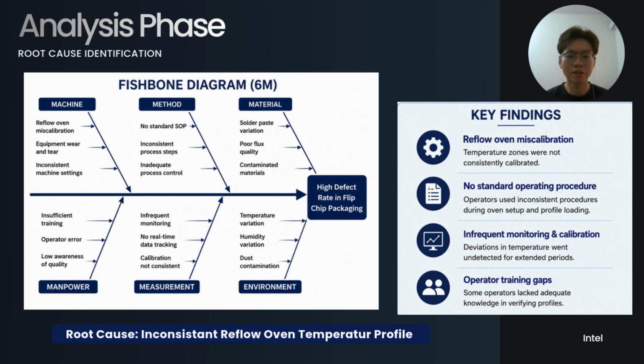So for this analysis, we can see that several issues were identified. For example, reflow oven miscalibration, lack of standard operating procedure, insufficient monitoring, and operator training gaps. After we evaluated all these factors, we found that the most significant contributor was the inconsistent reflow oven temperature profile. This is very important because it directly affects the solder joint quality and increases the defect rate.